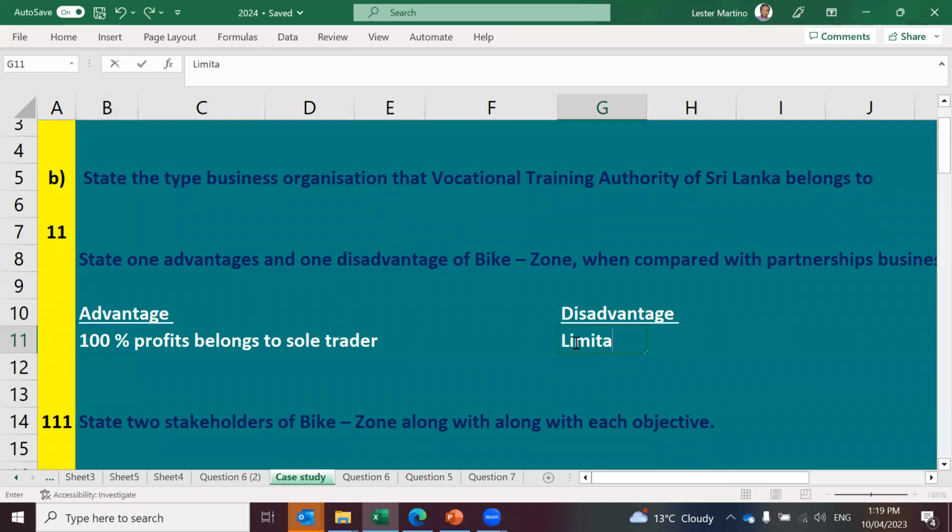Disadvantage, limitation of capital and skills. You can write anything, but make sure the answer you wrote is not common for partnership. So you cannot write there is no going concern, continued succession, because it's common for partnership as well. You cannot say unlimited liability because it's common for partnership. So you should be very, very careful in writing your answers. Clear?